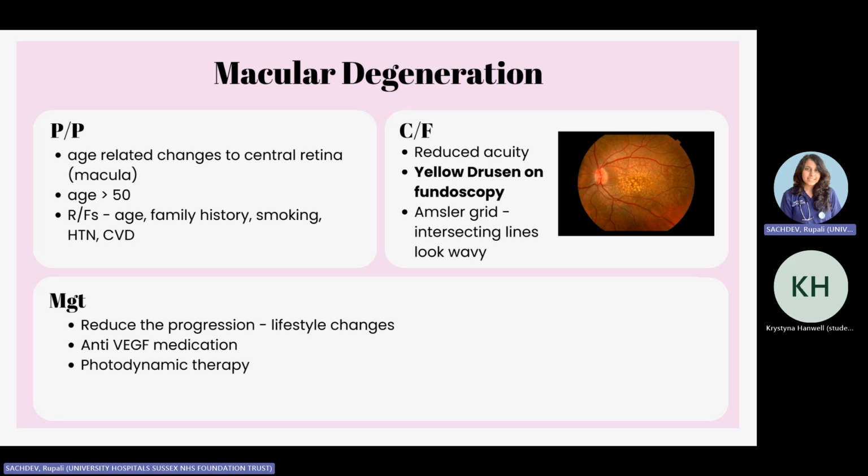And again, buzzword for your questions are yellow drusen on fundoscopy. When you actually examine the patients, if you hand them an Amsler grid, which is basically a bunch of intersecting lines, it looks wavy to them because of all the drusen and changes in their macula. Treatment: there's no definitive treatment, but you can try to reduce the progression. So it's going to be lifestyle changes, working on all of the risk factors that they have. If they're a smoker, they need to stop smoking. If they're hypertensive, they need to control their blood pressure. Management is anti-VEGF medication again, and photodynamic therapy.